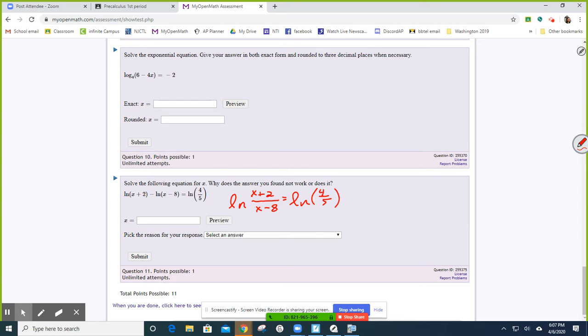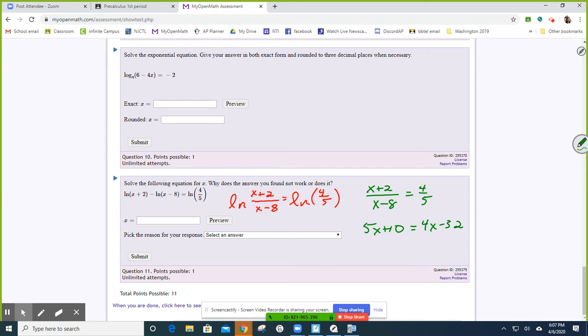Now, the ln's exactly match, right? If the ln's exactly match, they basically cancel each other out. I mean, that's not the totally right way to say it, but that's basically what you're doing. So I'm going to have (x plus 2) over (x minus 8) equals 4/5. I'm going to cross multiply. I'm going to cross multiply the other side.